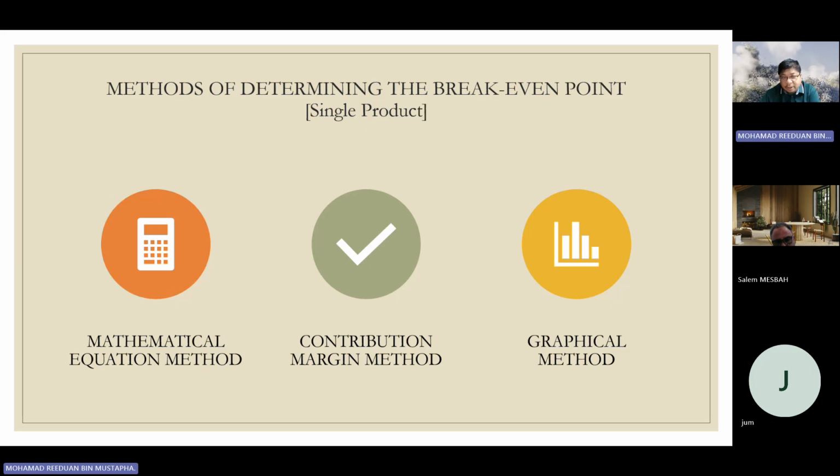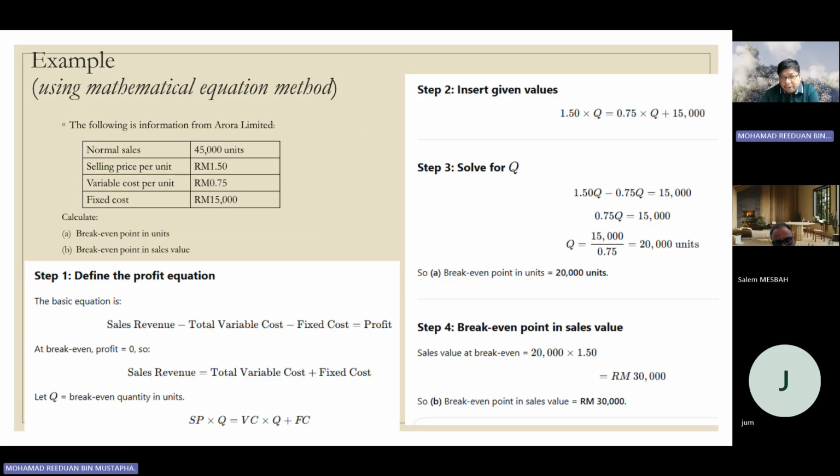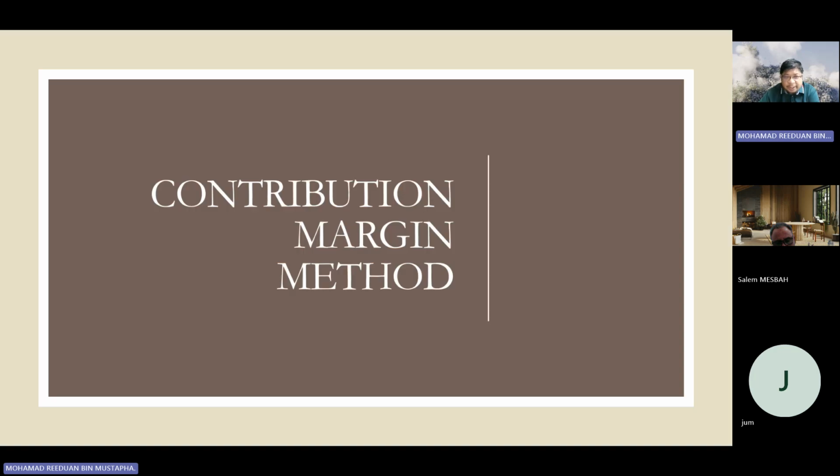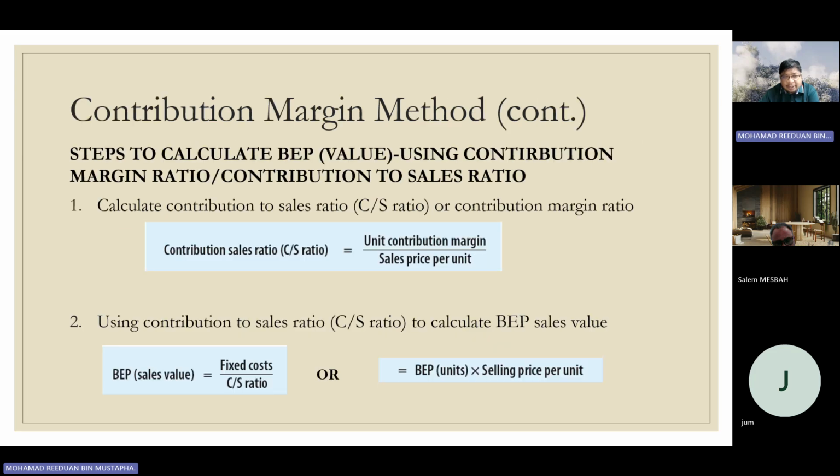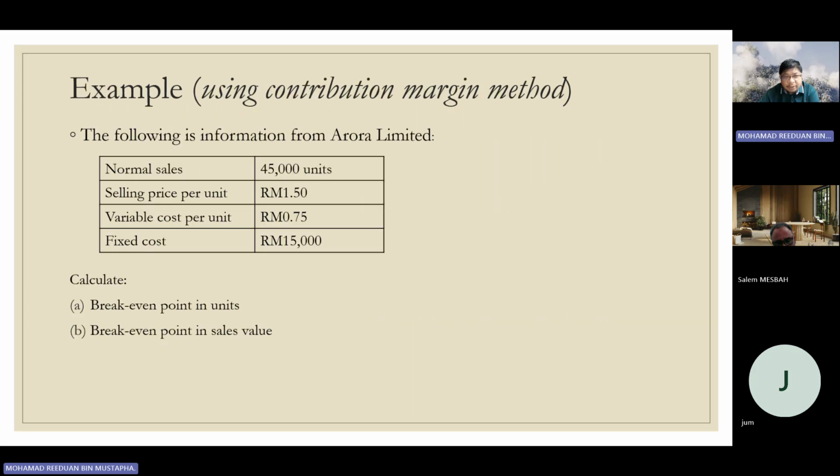With the graphical method, if you have all this information, you can just plot it out. But if you don't have enough information, you need to calculate first, either based on the mathematical equation or contribution margin method, in order to plot the graph. But if the information is already given, then it's easy for you to plot the graph. You're just plotting the graph, and then you can see the cost line, which is this one.